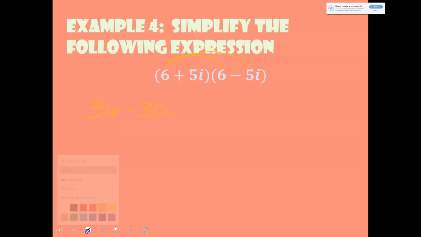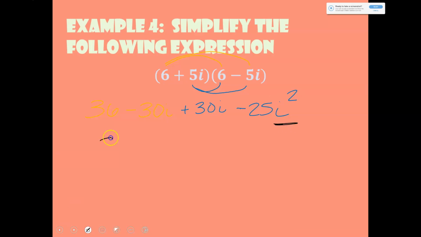Then I'm going to distribute again. 5i times 6i is a positive 30i. Then I'm going to say 5i times negative 5i, and that's going to be a negative 25i squared. Now remember, the I squared is a negative 1, so now we have 36 minus 30i plus 30i.